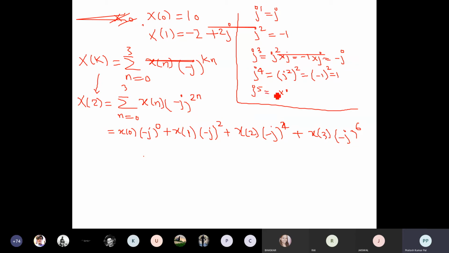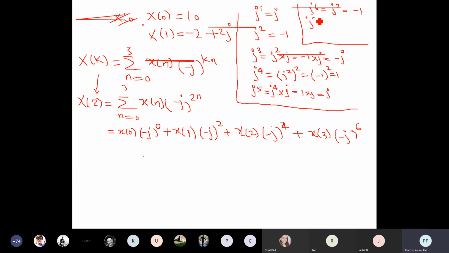So if it is j to the power 5, it will be j to the power 4 into j, and j to the power 4 is 1, so it will be j into 1, that will be equal to j. Again, if j to the power 6 is there, it will be 2 more than 4, so it will be equal to j to the power 2, which is equal to minus 1.